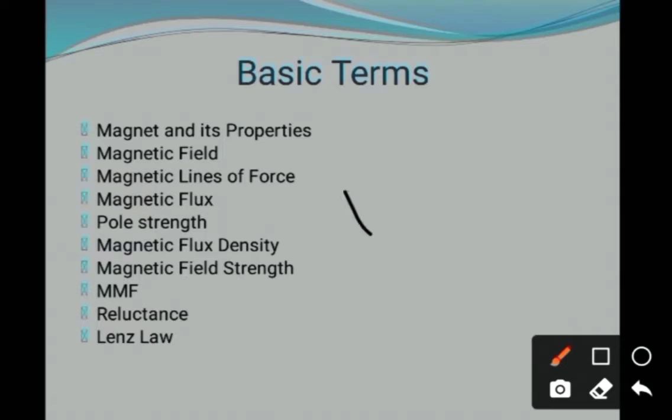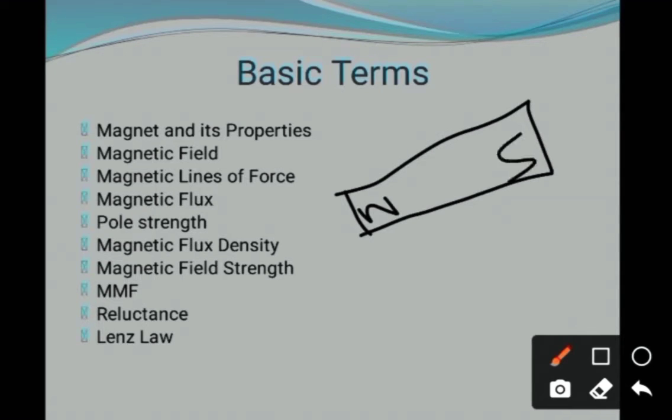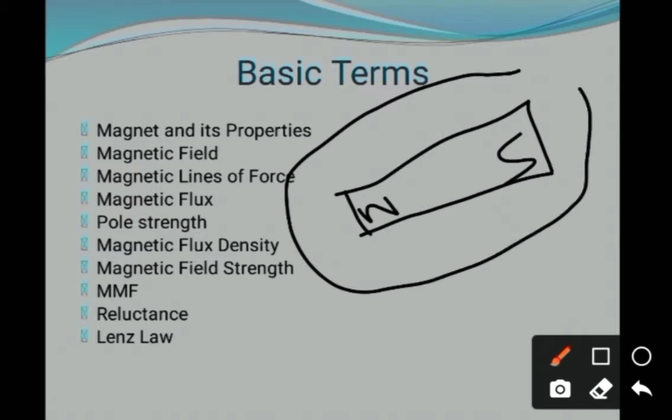Consider a magnet having two poles, N pole and S pole. The magnetic field is defined as the region, consider this is the region around the magnet, the effect of the magnet is considered. The effect of the magnet is considered with the help of needle and iron rod or iron piece.